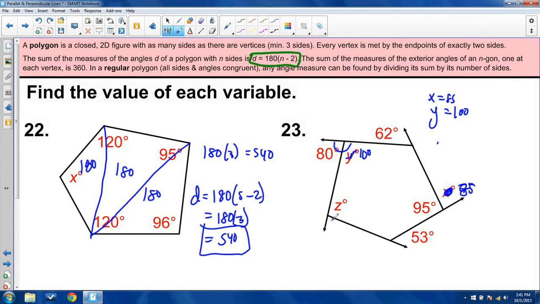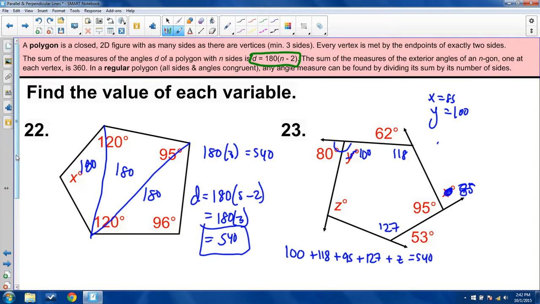Now z, you don't know this exterior angle here, but you can do this in one of 2 ways. Either I can add up all of the interior angles here, and I'd still need to know this one. I think that's 118, 180 minus 62. Add up all of these, and these 5 should equal 540, correct? Because this is a 5-sided shape. So if I add up 100, which is y, with 118, with 95, 127, and z, I'm getting 540 degrees.